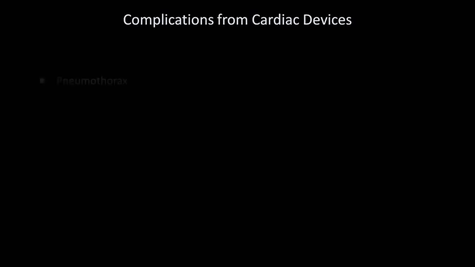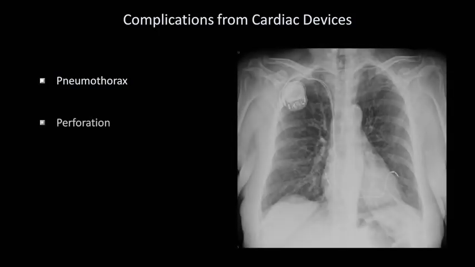There are 4 important complications of cardiac devices visible on X-ray. The first is pneumothorax from the implantation procedure itself. We saw some examples of pneumothoraces in Lesson 6. Next, also from the procedure, is cardiac perforation, in which a lead is literally advanced right through the myocardium.